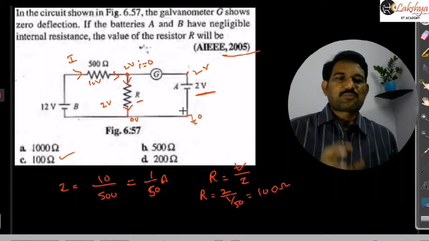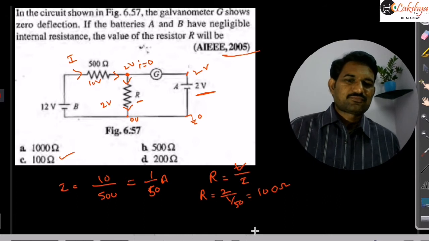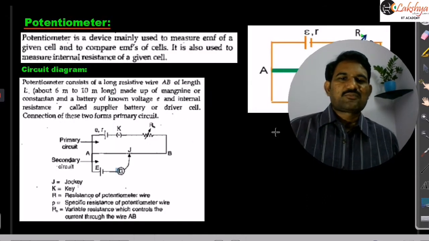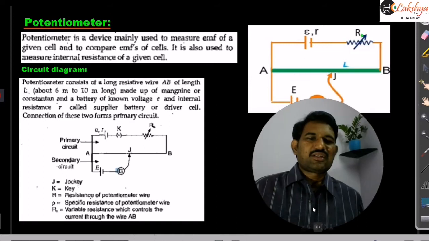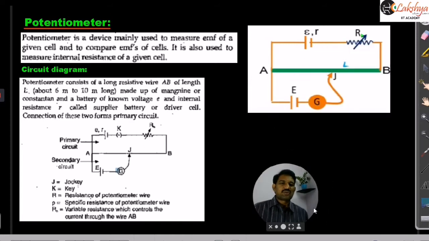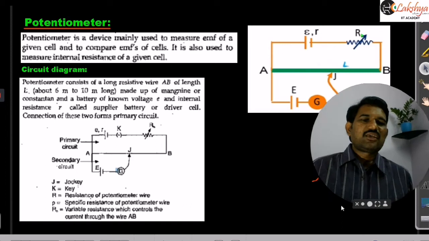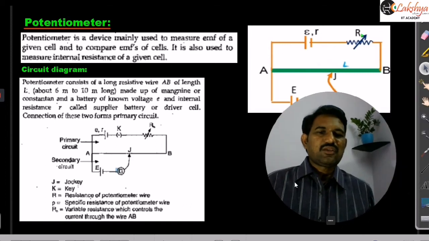Now the experimental setup and this potentiometer I can show here, and then I will show an animated video also based on this. So first let us simply show what this potentiometer is and what the uses of this potentiometer are. A potentiometer is basically a device used to measure the EMF of a cell, or we can compare the EMF of 2 cells, or we can find the EMF of an unknown cell.